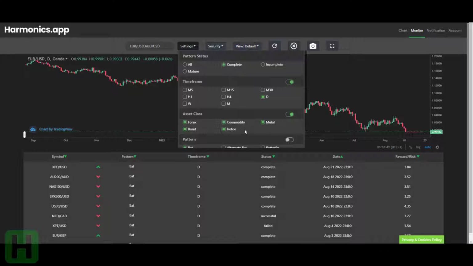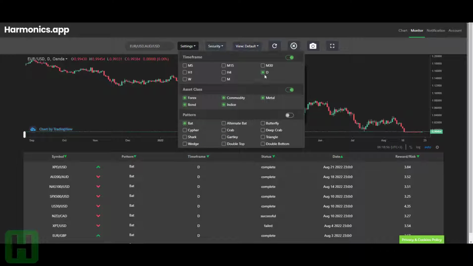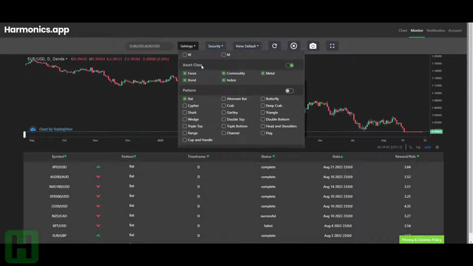Just to give you a quick overview, I have selected complete patterns, which means they can be traded and analyzed immediately. I want to have only the daily time frame, which is visible here. I want to have all asset classes, all symbols.